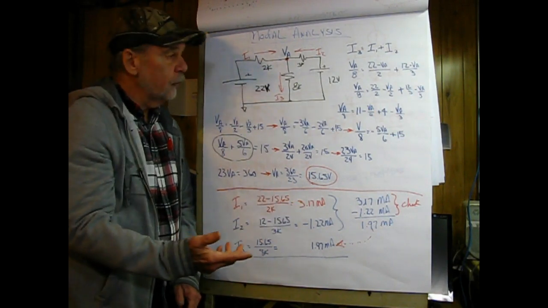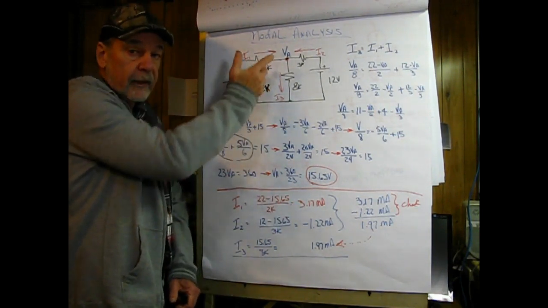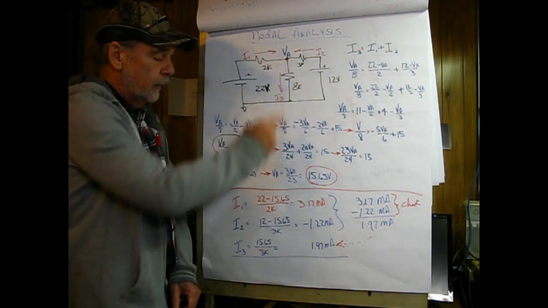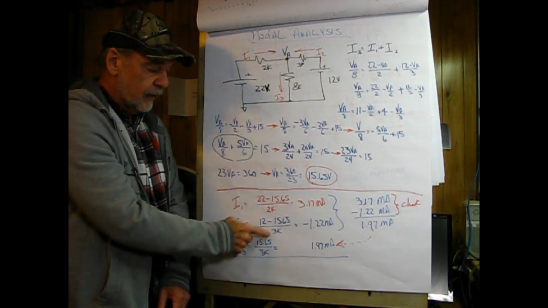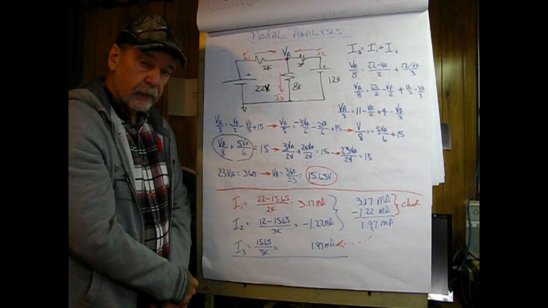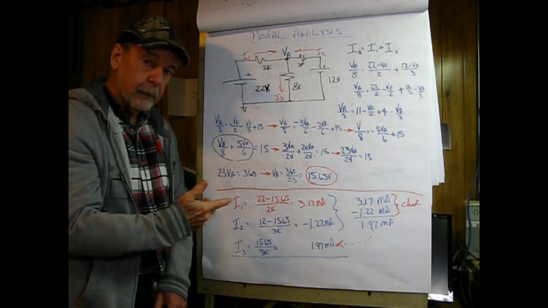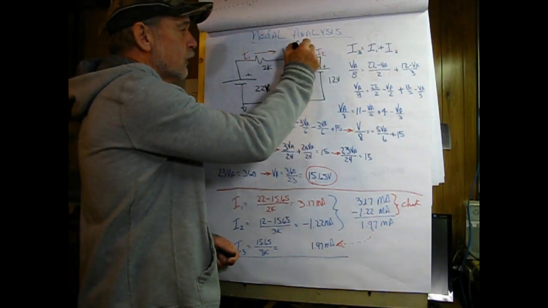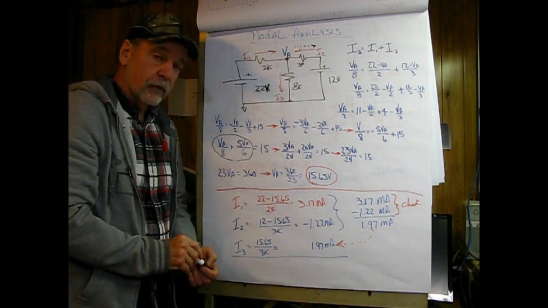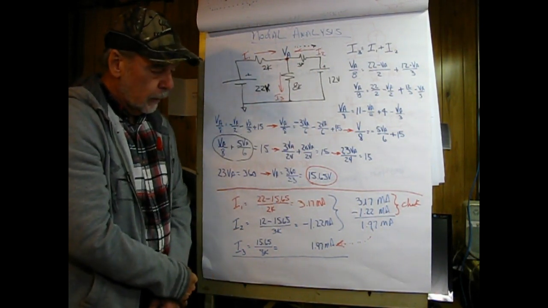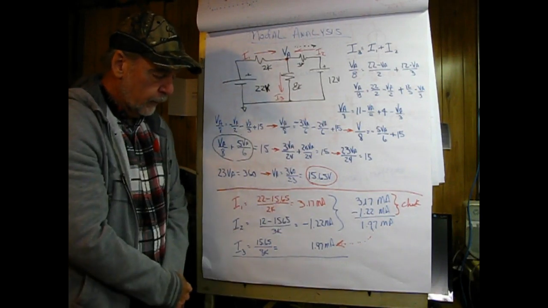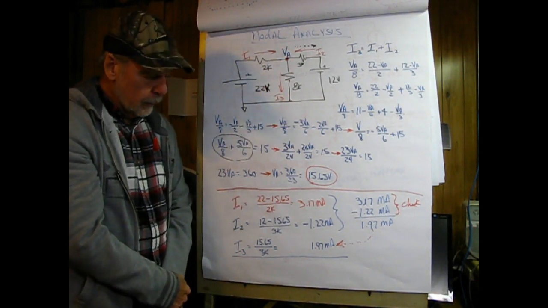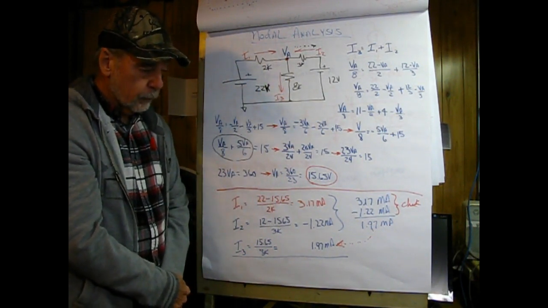Now this is a positive value, which means that my guess on that was correct. Let's look at I2, and that's going to be equal to 12 volts minus VA, which is 15.65, divided by 3K, and that comes out to be negative 1.22 milliamperes. And that means that the physical current is flowing in the other direction. So that negative sign says that my guess on that was incorrect. But the math fixed it with that negative sign. And then finally, I3, which is really simple, it's just VA divided by 8K, comes out to be 1.97 milliamperes.